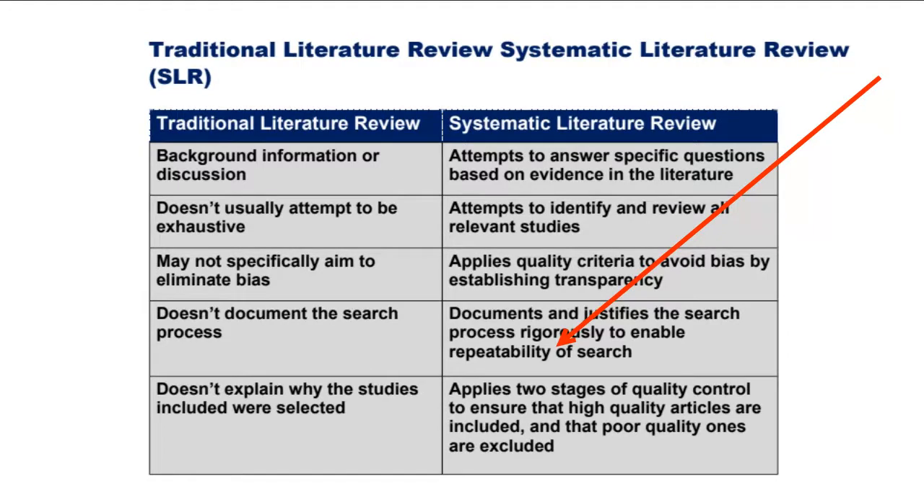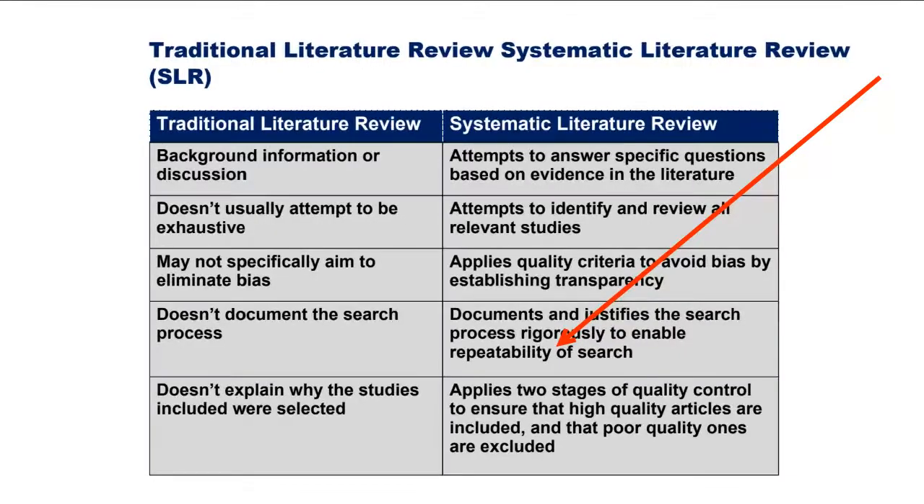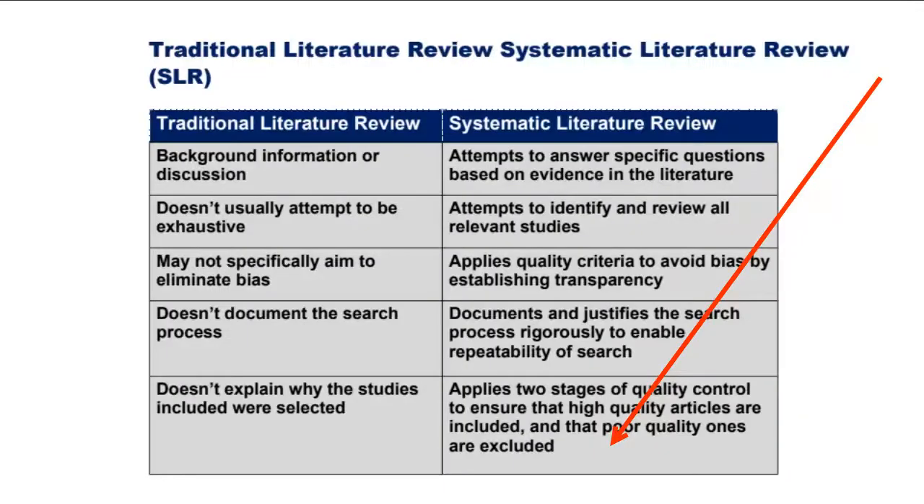And the last point is that a traditional literature review approach doesn't explain why the studies you included in your research were selected. However, in a systematic literature review it is completely different, because here you apply a two-stage quality control to ensure that only high quality articles are included and poor quality articles are excluded. One of the ways you can demonstrate the quality of your work is world class or high class is that you include those articles which meet your quality criteria. So these are some of the starting thoughts of why we go into systematic literature review.